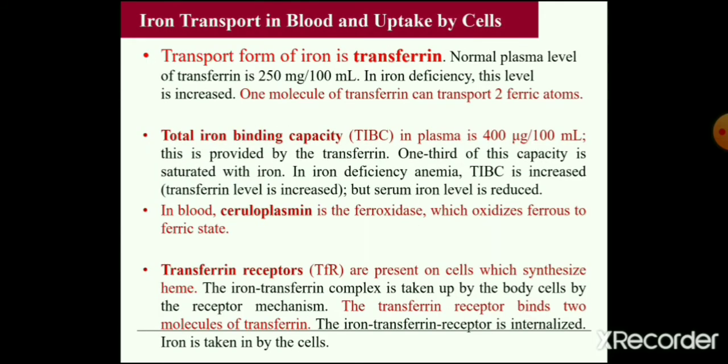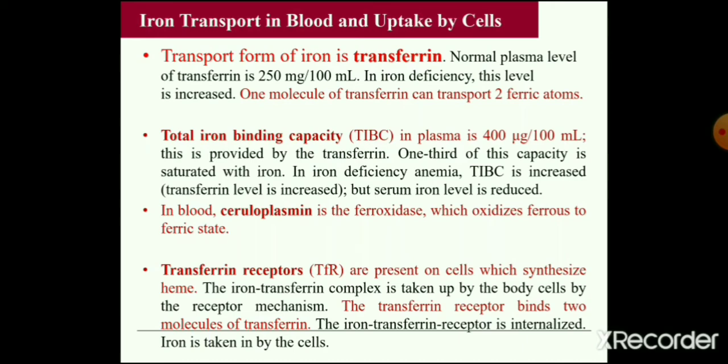Then the transport form of iron is transferrin. We have explained how it is forming in the blood. Ferrous iron is taken to the blood, where it is oxidized to ferric by the ceruloplasmin, which has peroxidase activity. The ferric form then combines with apotransferrin to form transferrin. So the mode of transferring iron in the blood is the transferrin form. Don't get confused: ferritin is the storage form, transferrin is the transport form.